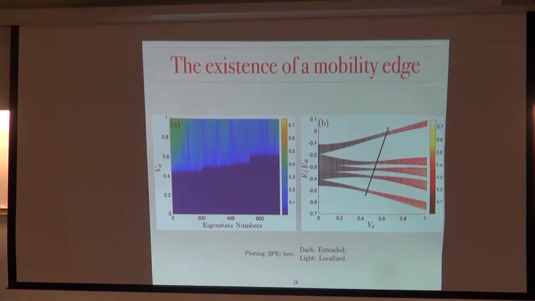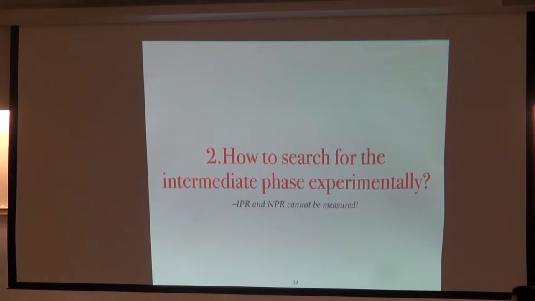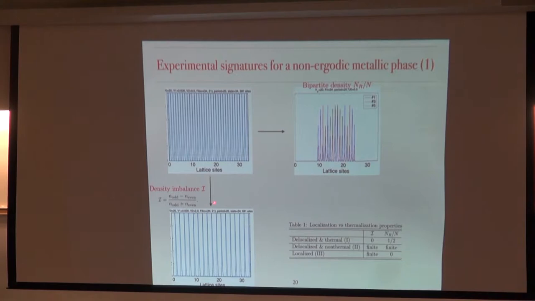We cannot ask the experimentalists to measure IPR or NPR. They will think we are crazy. So we have to think of good observables for them. Fortunately, we just need to ask them to do what they are already capable of doing: the even-odd imbalance and particle expansion. But now we ask them to do particle expansion in a 1D system. Previously, it was a 2D setup.